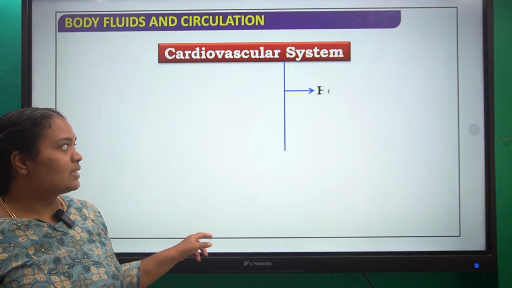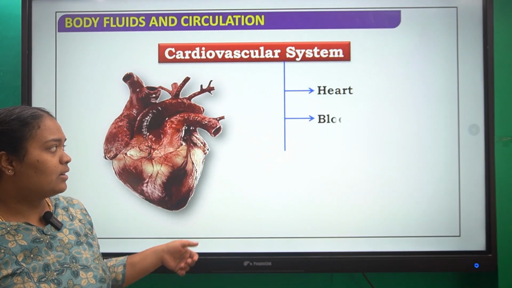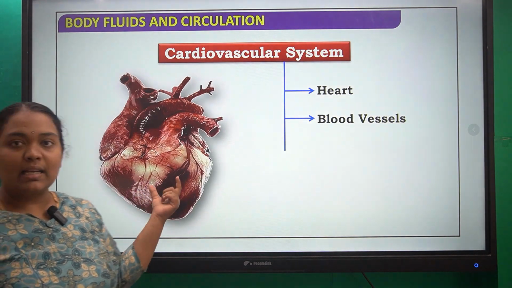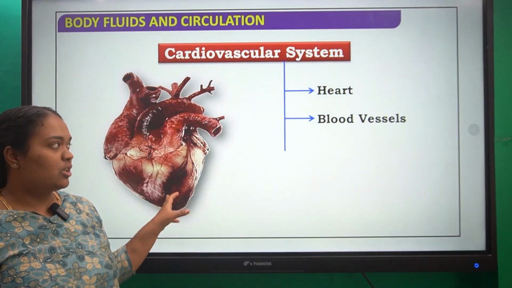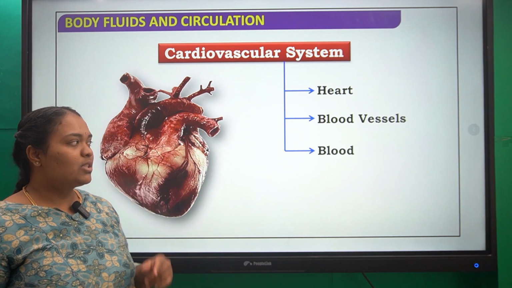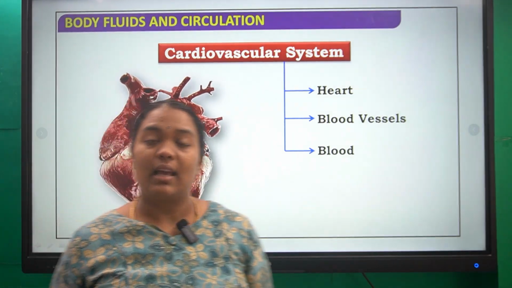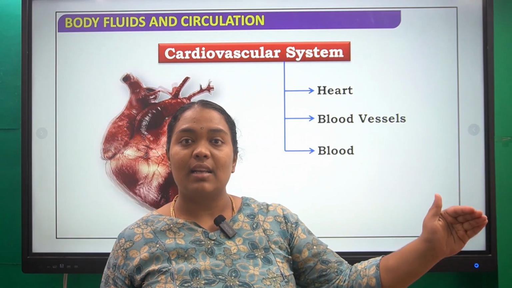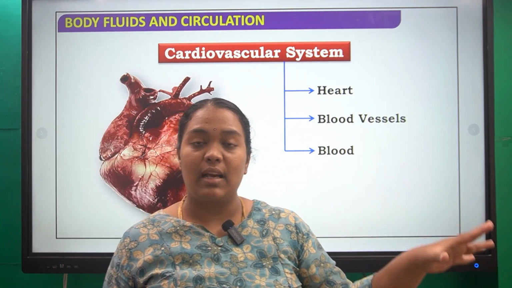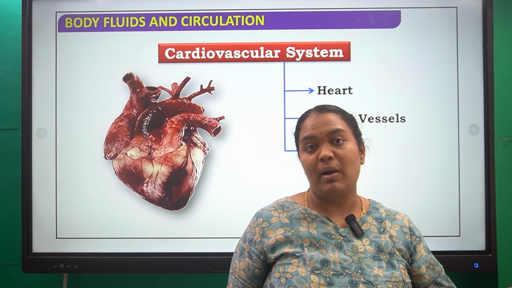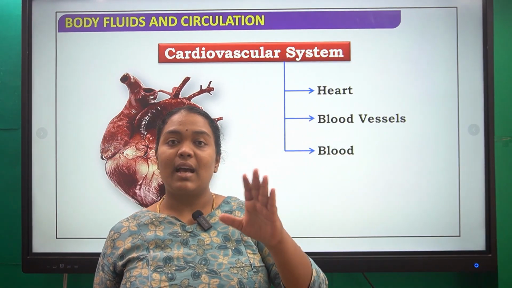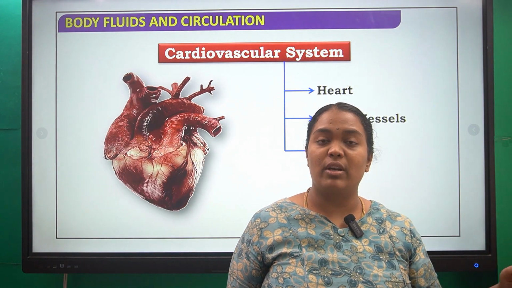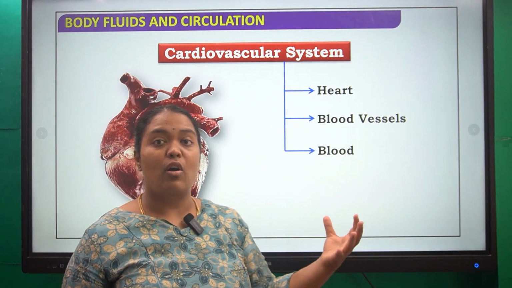Coming to the cardiovascular system, it has two parts. It has the heart. You know the heart is pumping, contracting and relaxing in a rhythmic fashion. Then you have the blood vessels, which are the arteries and the veins that help in the movement of blood throughout your body. The arteries collect the oxygenated blood from the lungs and supply it to different parts of your body, and the veins take up the deoxygenated blood from different parts of your body and send it to the heart for oxygenation.